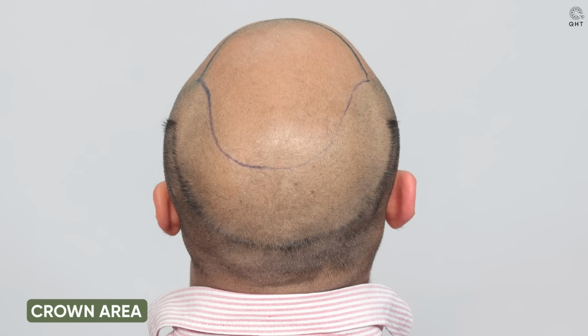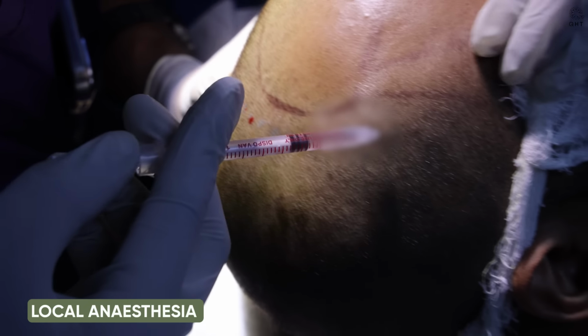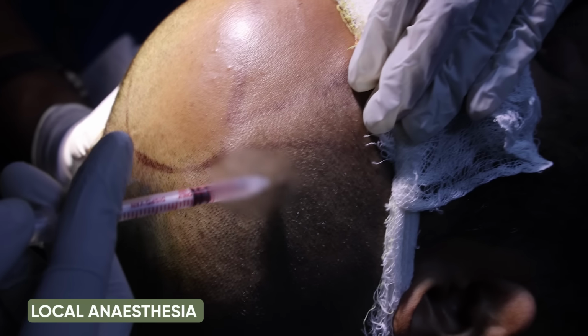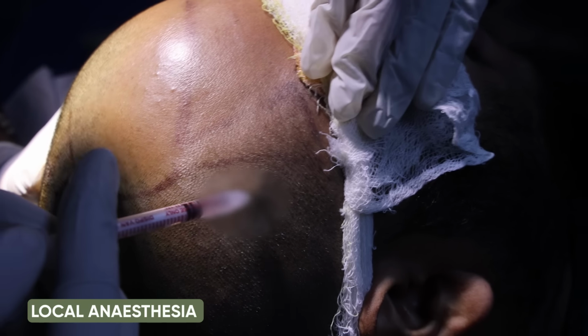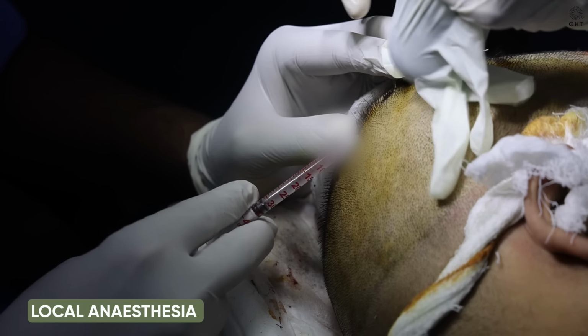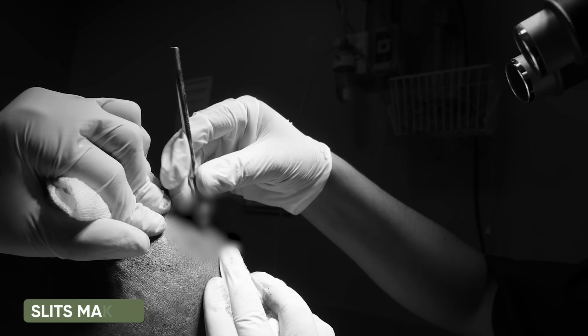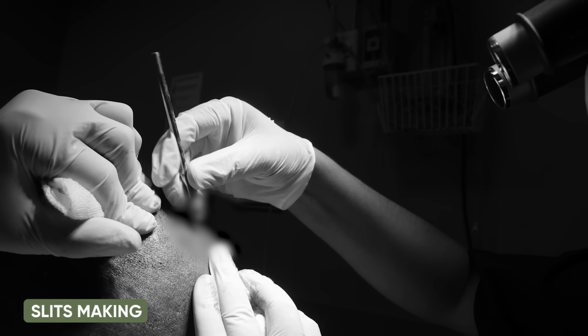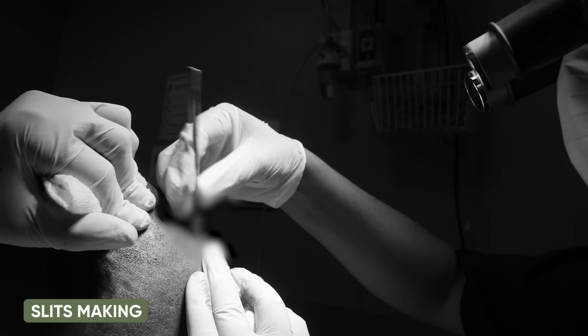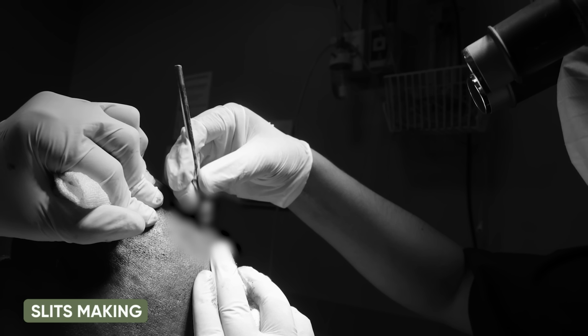After finalizing the hairline design, the procedure began with the administration of local anesthesia in both the recipient and donor areas to ensure a completely painless experience for the patients. Once the scalp was numbed, slit creation was performed according to the natural flow and direction of the existing hair.